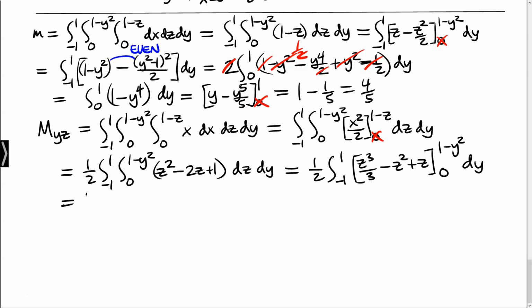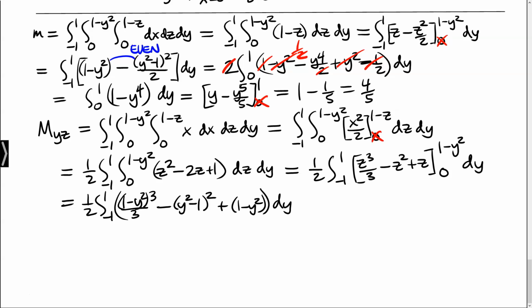All right, so this is a little bit more involved. Negative 1 to 1. Again, the 0 is not going to contribute anything, so I'm going to get 1 minus y squared all cubed over 3 minus 1 minus y squared squared. Again, I can switch the order because it's an even power, and then plus 1 minus y squared. So admittedly, this one is kind of a mess. Let's see. Yeah, maybe we will only need another sheet. So let's see. This is going to be 1/2.